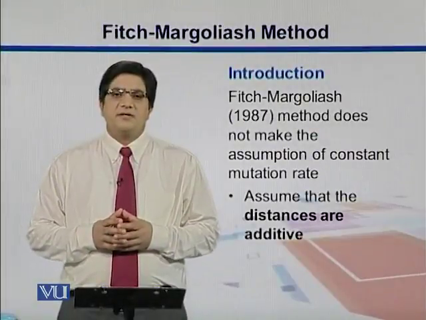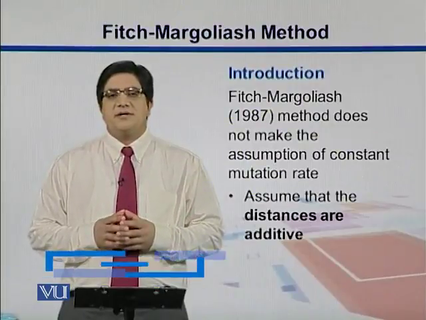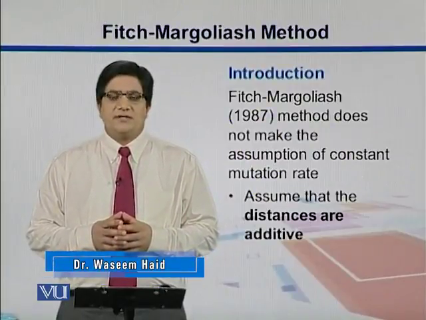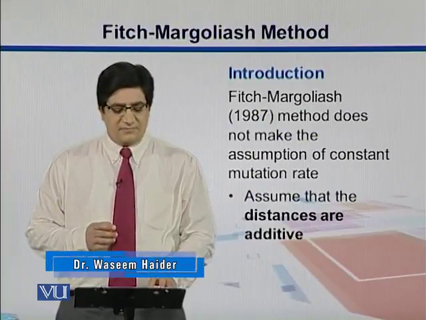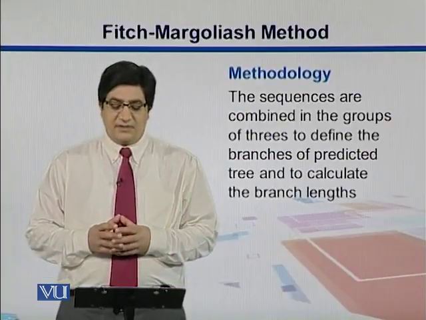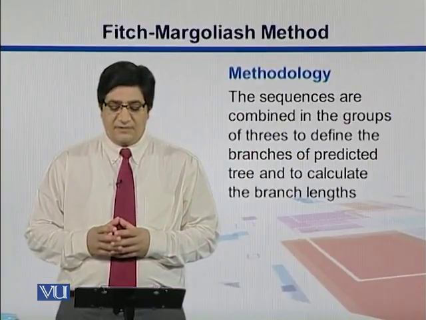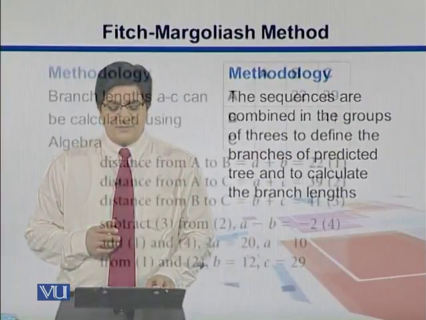Fitch-Margoliash method is another method. It does not assume the molecular clock hypothesis, that is equal mutation rates, but it assumes additivity, that is, those branch lengths can be added up together. So the sequences are combined in groups of 3, and then we define the branches of the predicted trees and we calculate their branch lengths.